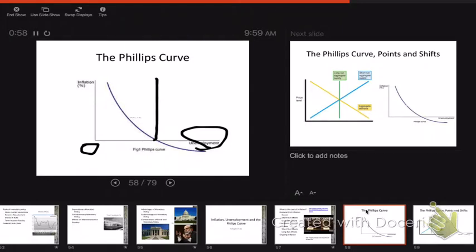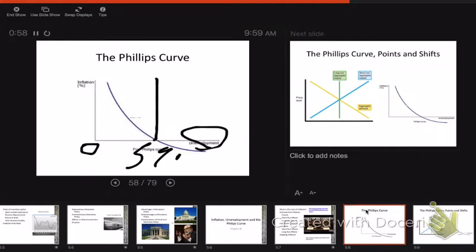Is there a point of unemployment that will always happen? Is there always going to be unemployment? Yes, there will be. That's known as the natural rate of unemployment. So this long-run Phillips curve is drawn at the natural rate of unemployment, which we know as 5% unemployment. So you draw your long-run Phillips curve at 5% unemployment. Okay, that's the natural rate of unemployment.